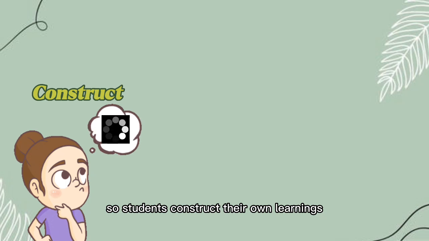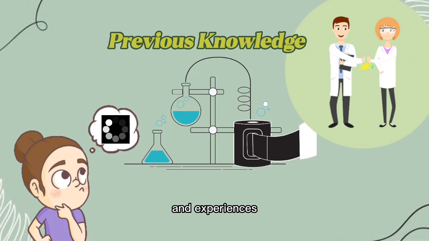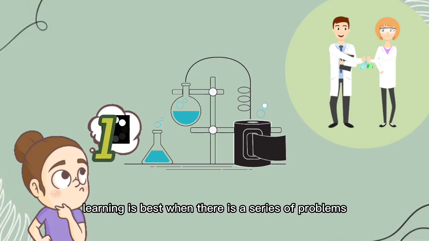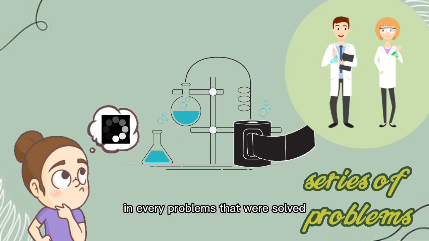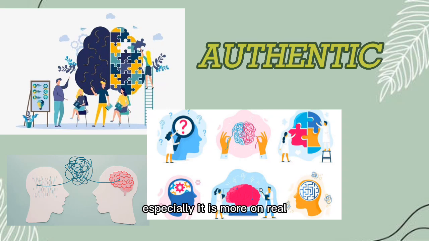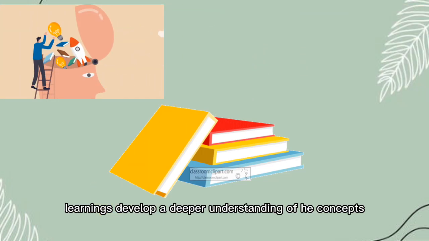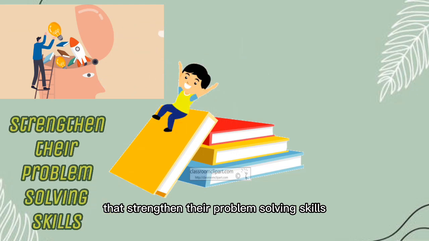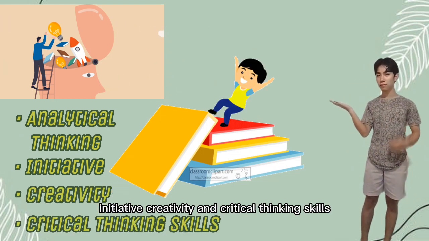So students construct their own learning by building on their previous knowledge and experiences, and of course, learning is best when there is a series of problems to solve and they are taught gradually with every problem that is solved. So in problem-centered learning, problems should always be authentic, especially real-world problems. During this process, learners develop a deeper understanding of key concepts that strengthen their problem-solving skills such as analytical thinking, initiative, creativity, and critical thinking skills.